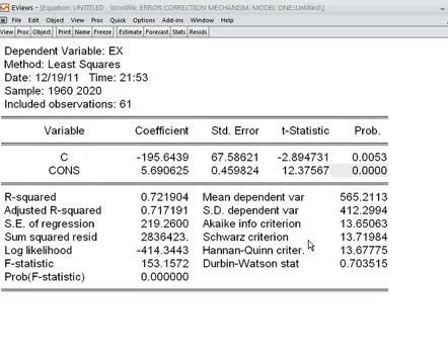Okay, so what we have seen in this model is that our two variables, ex and cons, are co-integrated. So now we can run the error correction model. Now we shall develop the error correction model. So how do we develop, how do we write the error correction model?